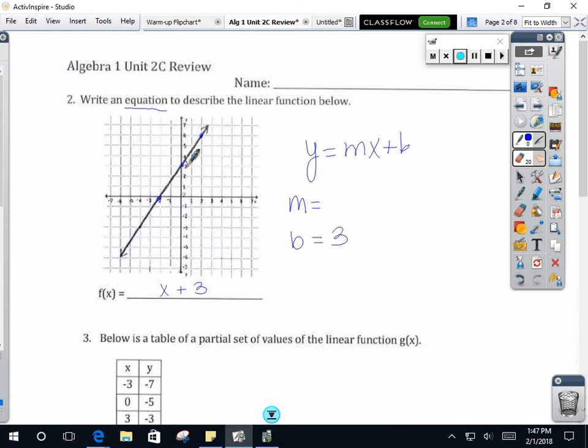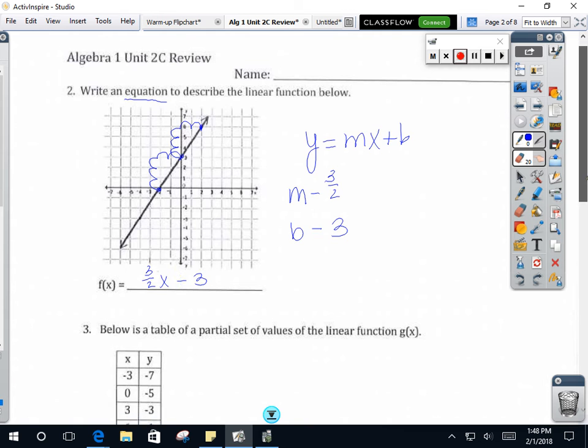If you go from one point to the next, you rise 1, 2, 3, and you run 2. Had you gone from the y-intercept up to that point, you would have risen 1, 2, 3, and run 2. So the slope is 3 over 2, and that always goes right before the x. So that is your equation for that linear function. That one tomorrow is a free response question. You will not have choices. You'll have to know how to write out the equation in y equals mx plus b form.